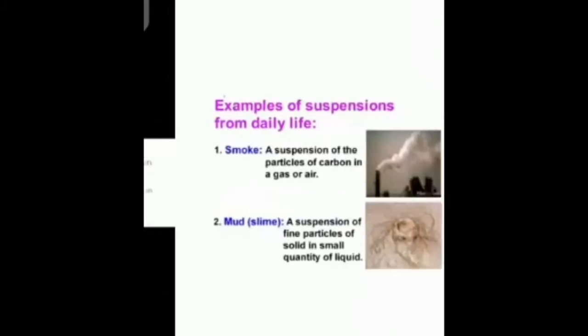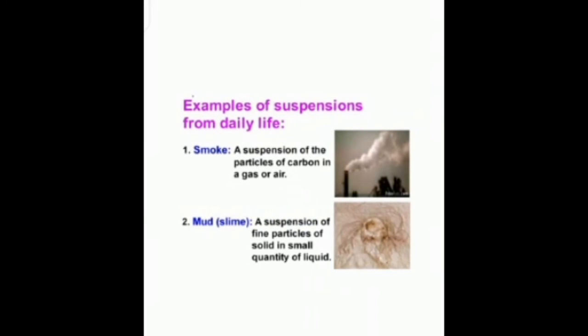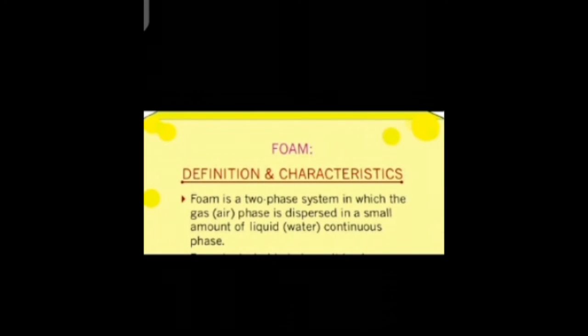Now we will talk about some examples of suspensions in our daily life. Number 1, smoke. A suspension of carbon particles in gas or air is the example of smoke. Number 2, mud or slime. A suspension of fine solid particles in a small quantity of liquid is an example of slime or mud. Number 3, foam. Foam is a two-phase system in which the gas or air phase is dispersed in a small amount of liquid water containing continuous phase. This is foam.